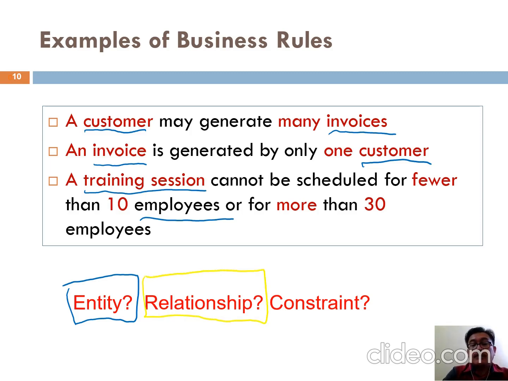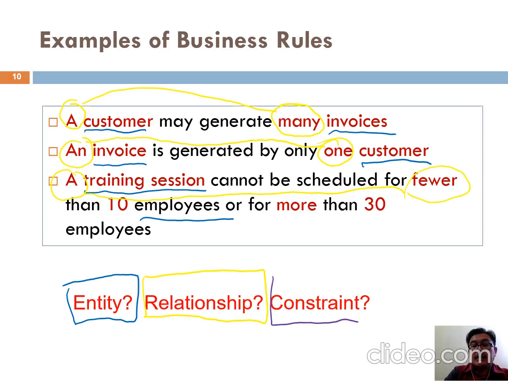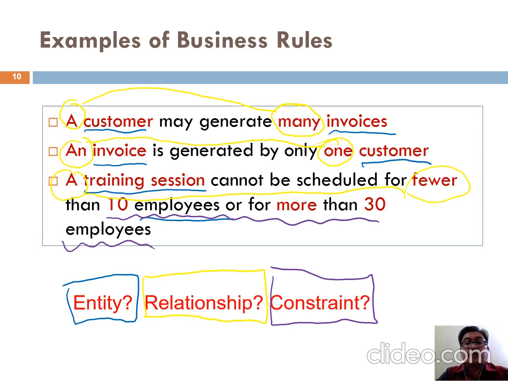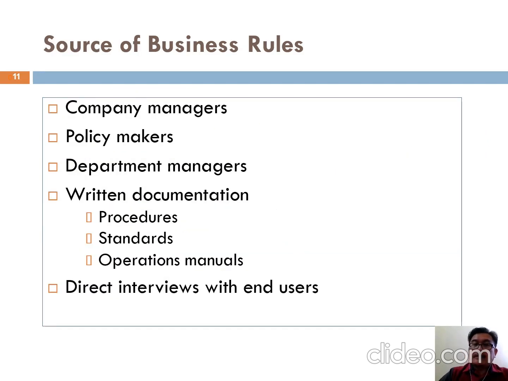Okay, relationship. We use yellow here for relationship, so we can have one, many. We have one, one, and we have one, many, because this is more than one, so this is also one, many. And then the constraint: this shows the constraint of the third business rule. Okay, let us move on.